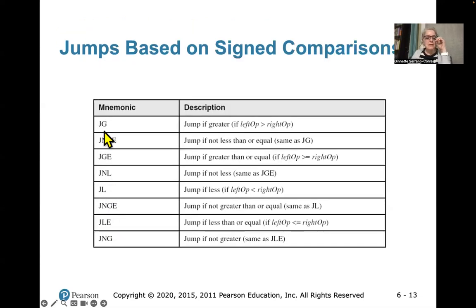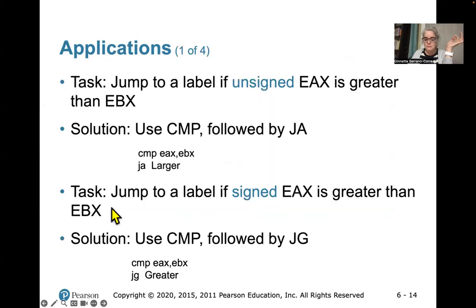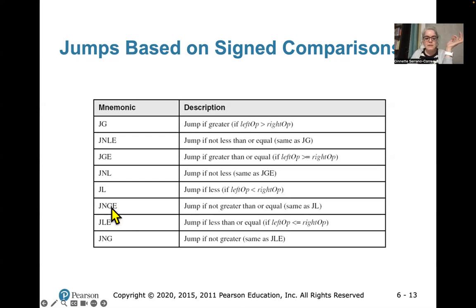So this is JG, jump if greater. So now we're looking at signed comparisons. So is the left operand greater than the right operand? Not, this is the same as this one. Greater than or equal to, and not less than, which is the same as JGE. Less than, not greater than or equal to, less than or equal to, not greater than.